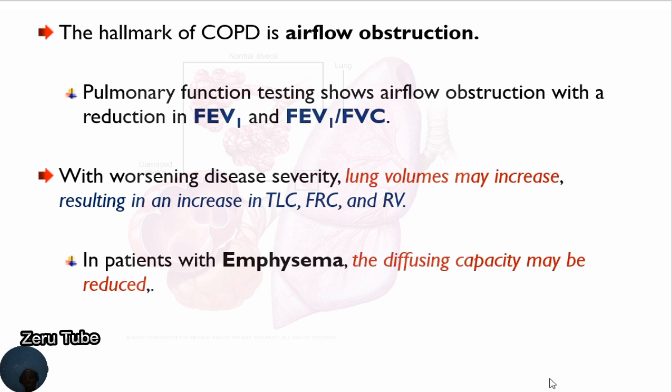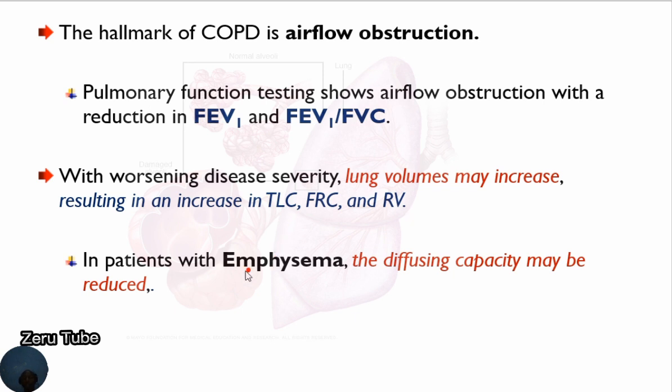So the pulmonary function in the spirometry you can get the percent of forced expiratory volume 1, and the ratio of forced expiratory volume 1 to forced vital capacity. With worsening of disease severity, lung volume may increase, resulting in an increase in total lung capacity and functional residual capacity as well as residual volume.